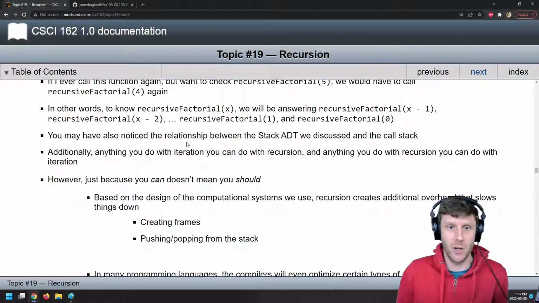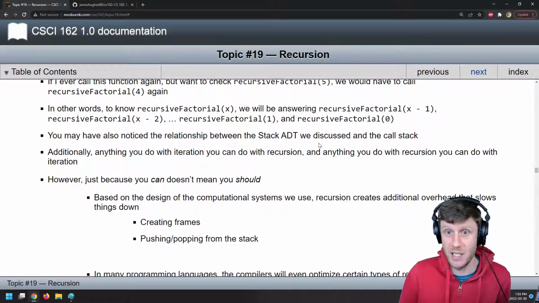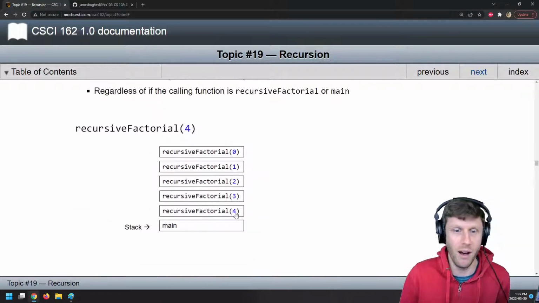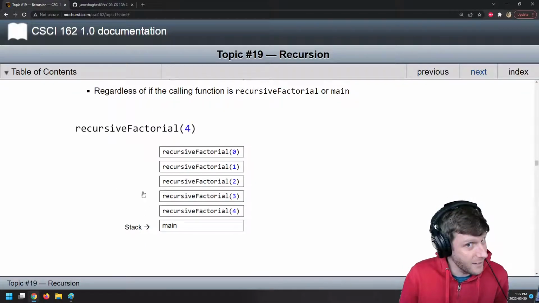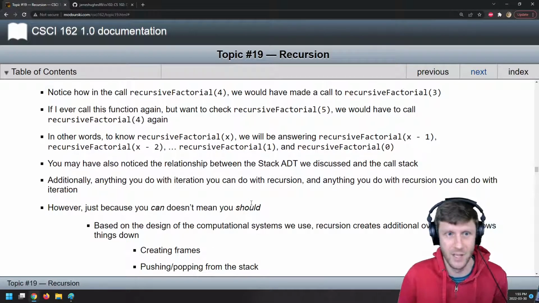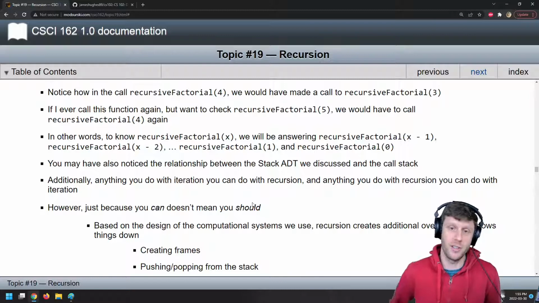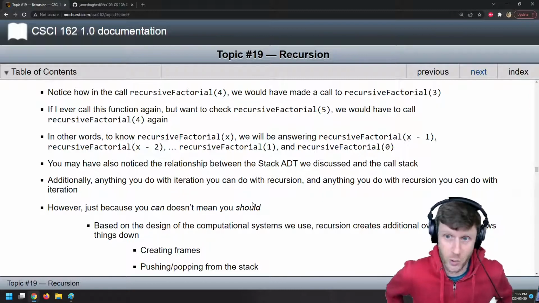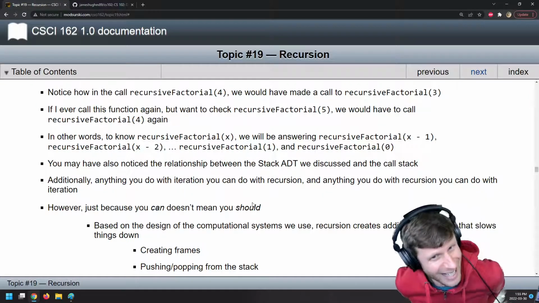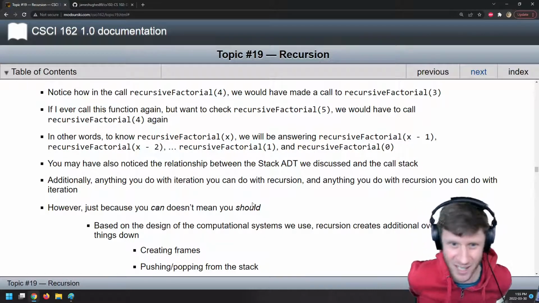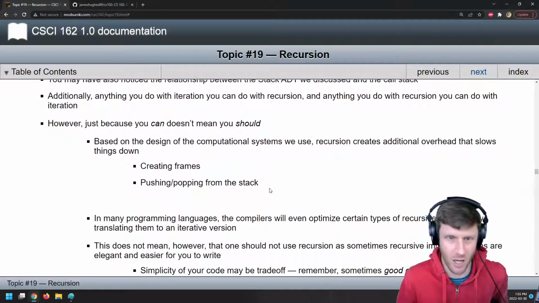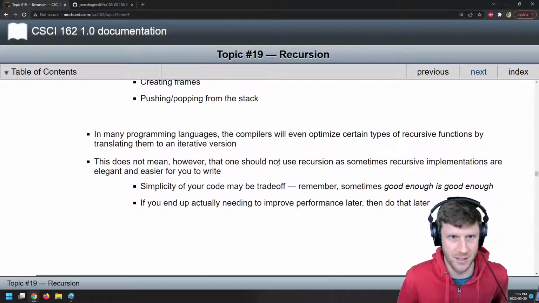You may have also noticed the relationship between the stack ADT we discussed and the call stack. Interesting, right? The stack and the call stack. Anything you do with iteration, you can do with recursion, and anything you do with recursion, you can do with iteration. However, just because you can doesn't mean you should. And here we're talking about creating the call frames and pushing and popping them onto the system stack.